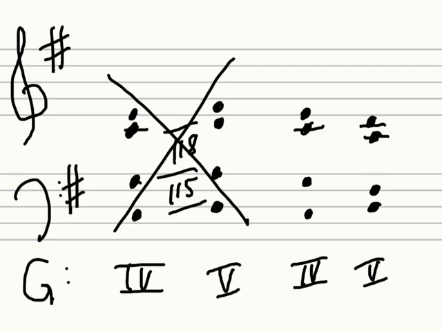So now we have a D over here, that's the root, and a D doubled there. We have a third of the chord, F sharp, and we have the fifth of the chord, A, and we've avoided writing parallels.